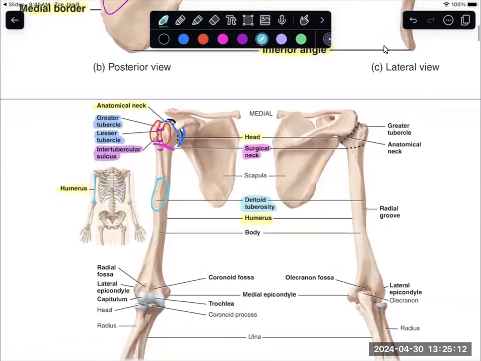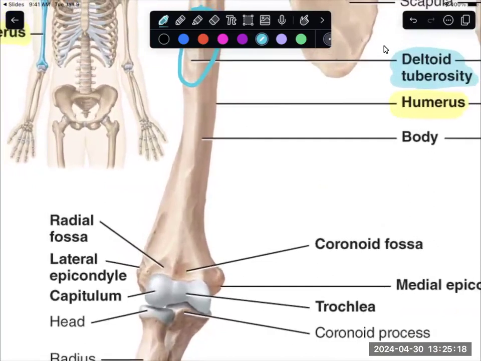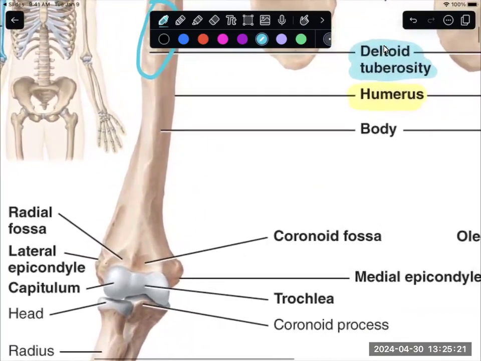If we travel down to the bottom of the humerus, there, at the bottom, we have a coronoid fossa. So on the scapula, you have a coracoid. On the humerus, you have a coronoid fossa.